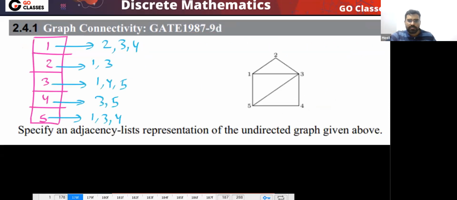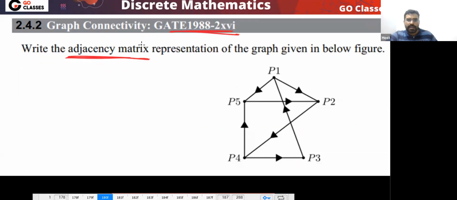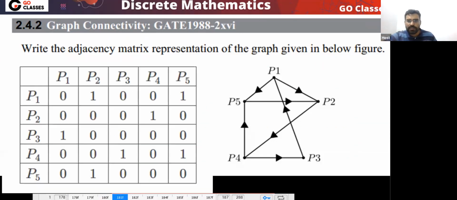1 is 2, 3, 5. Okay, so this will be 2, 3, 5. Let's see this. We have to create the adjacency matrix for this directed graph. This is a directed graph. Very simple. P1, P2, P3, P4, P5. Just fix this order.